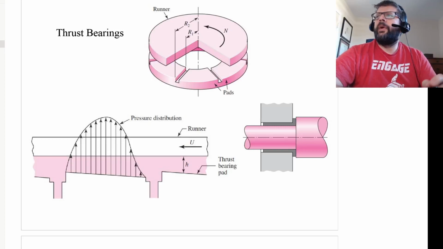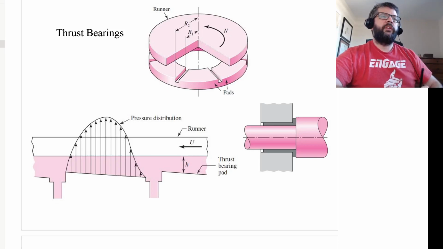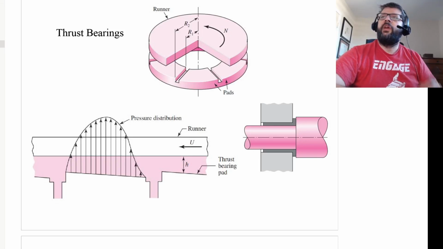So another form of bearing that you're going to need to know about is the thrust bearing. A typical journal bearing is able to resist force that is acting perpendicular to the axis of rotation. Thrust bearings do the opposite. They are able to resist forces that are acting parallel to the axis of rotation.